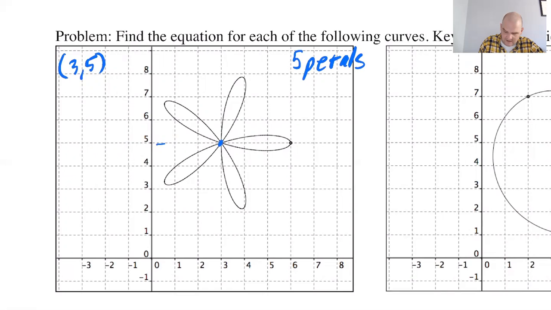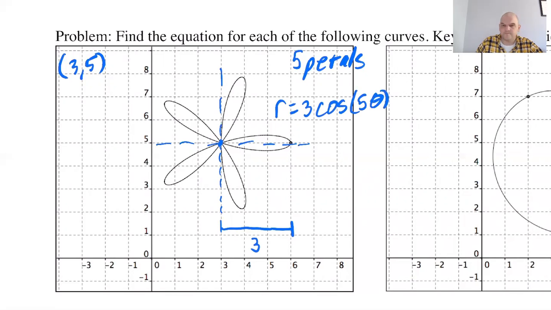If you dot in the x and y axes through the origin, you really don't need to, but if you do, you can see it's definitely on the positive x, which means that we're dealing with a cosine rose curve. And the distance from where the origin is to the tip of this petal is 3. So I know that it's r equals 3 cosine of 5 theta. And now I just need to put that information together, right?